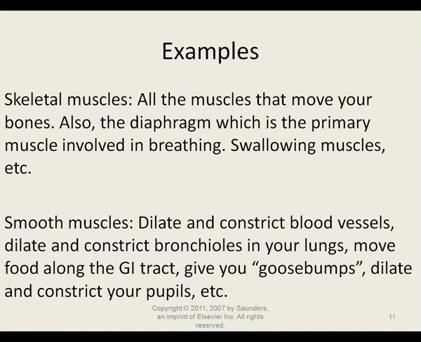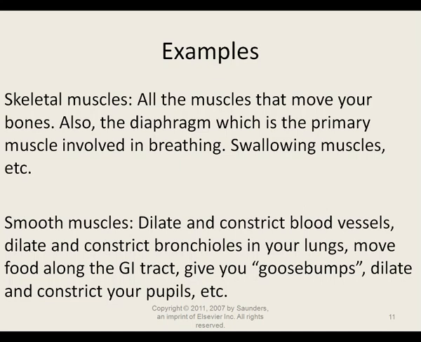Anytime you swallow, there's a bunch of muscles that are involved in that. Those are all skeletal muscles. Smooth muscles, remember, are involuntary. You do not have conscious control. So here are some examples. Dilating and constricting blood vessels. You can't tell your blood vessels to constrict or dilate. Dilate means to open wider and constrict means to close up. You cannot do that to your blood vessels consciously. This is controlled by the autonomic nervous system.